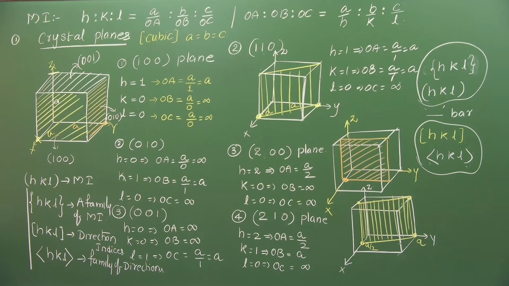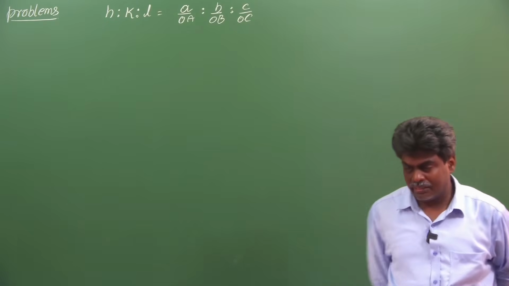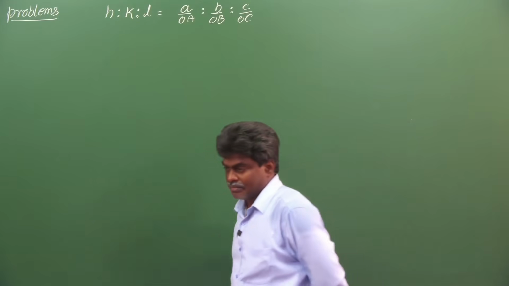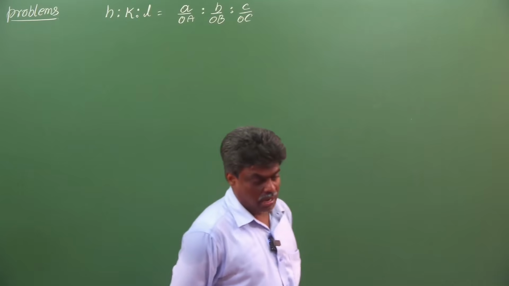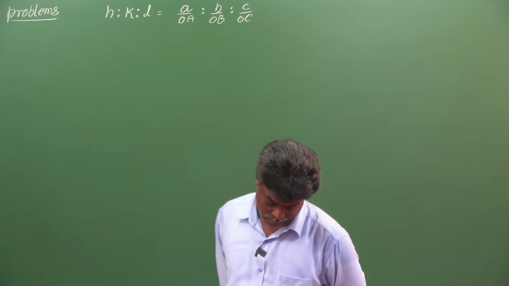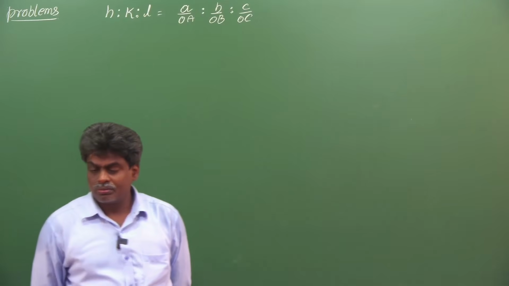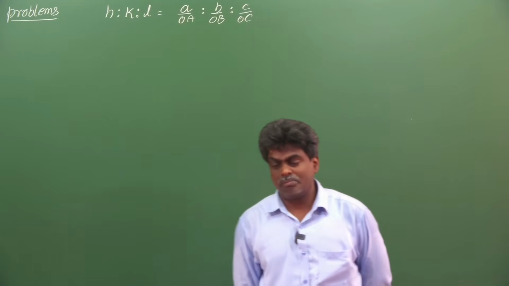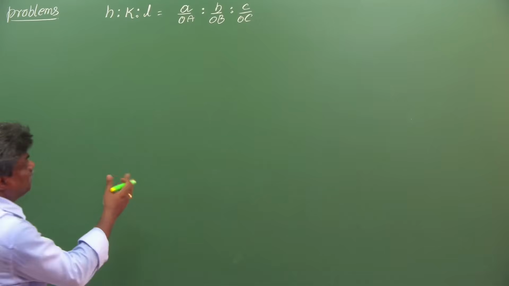Now first problem. Determine Miller indices of, simple problem, determine Miller indices of a plane parallel to x-axis and cutting y and z axis at 2 and 1 by 2 in a simple cubic structure. One minute, I will explain, next one please do it, listen.